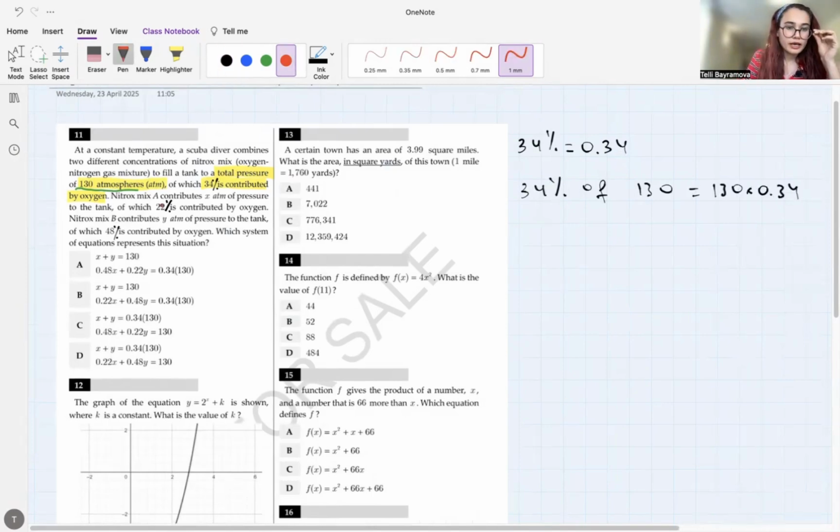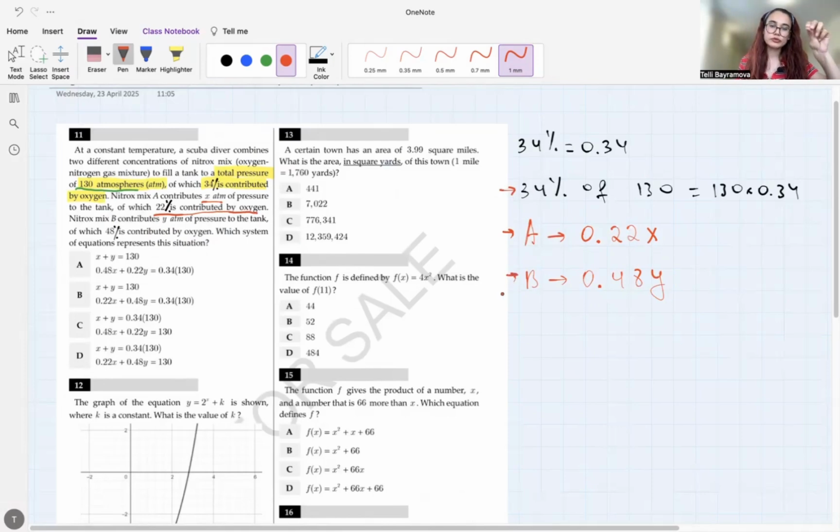Now let's continue. Nitrox mix A contributes x atmospheres, 22% of it by oxygen. So 22% of it means that it's going to be 0.22x. And B, which is 48% of y, that's why 0.48y, by oxygen. Which system of equations represents this situation? So guys, 0.22x plus 0.48y equals 0.34 times 130.